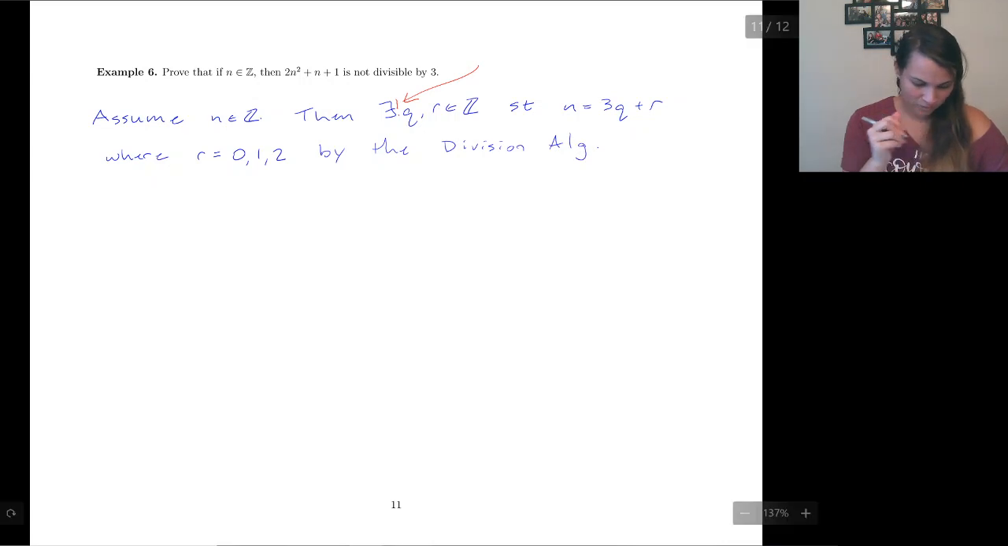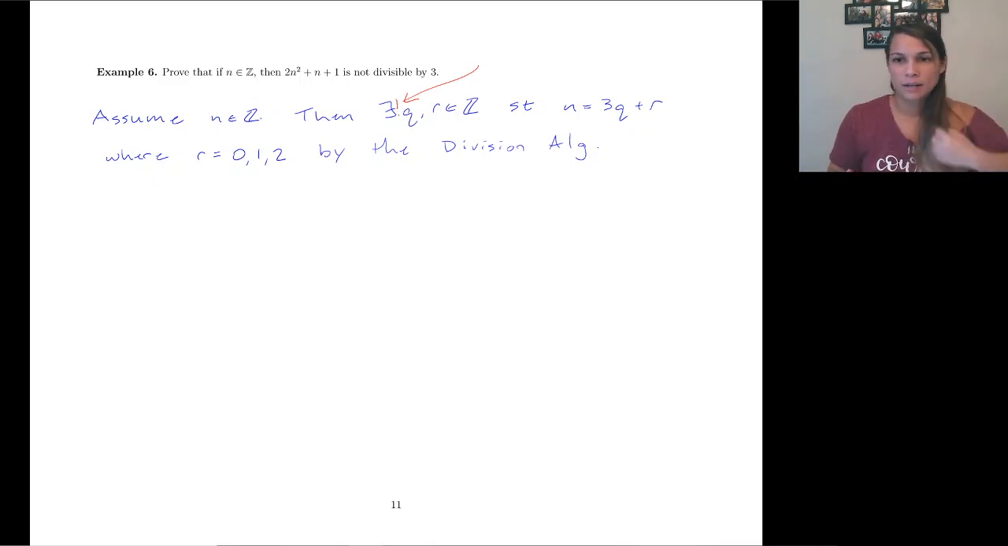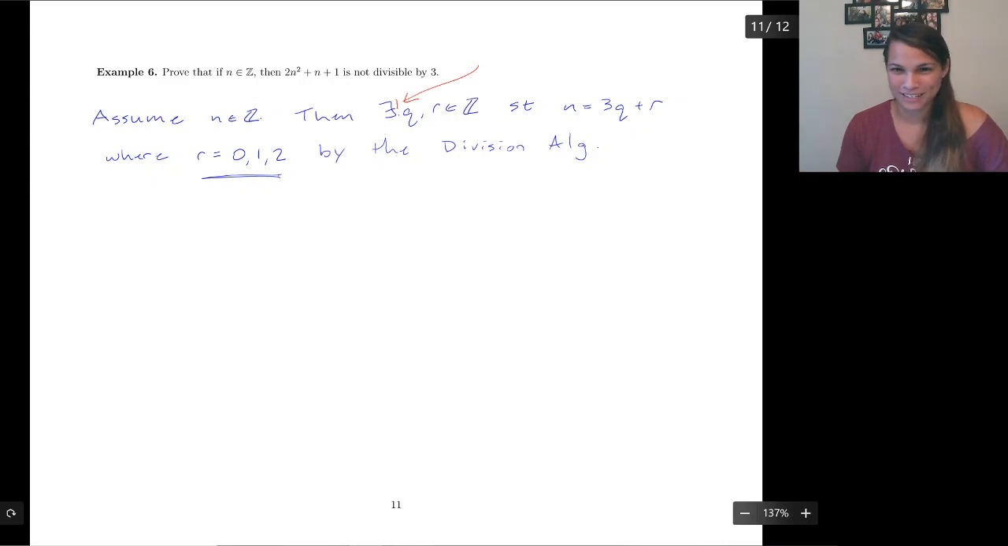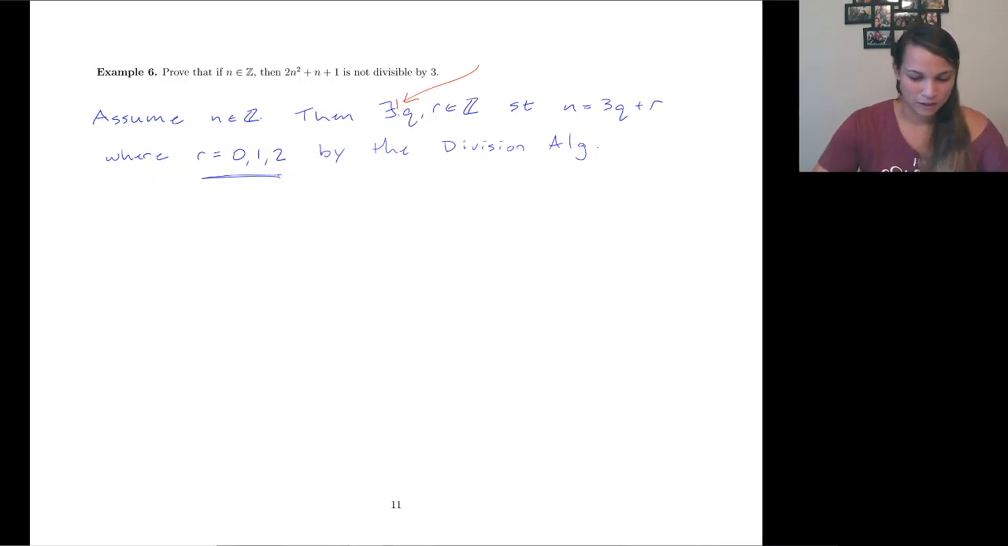Okay. So notice I didn't just go in guns blazing with my cases. I'm doing some prep work this time. So, what are my cases? Well, I could have n is divisible by 3, but I could have that when we divide by 3, it has a remainder of 1, or it could have a remainder of 2. Those are all things that I can say relating n to 3.